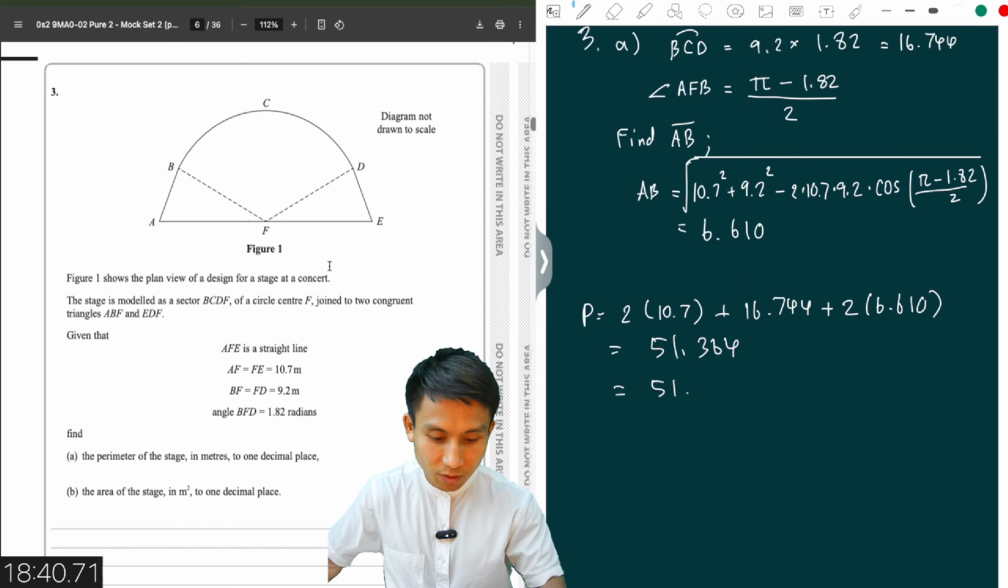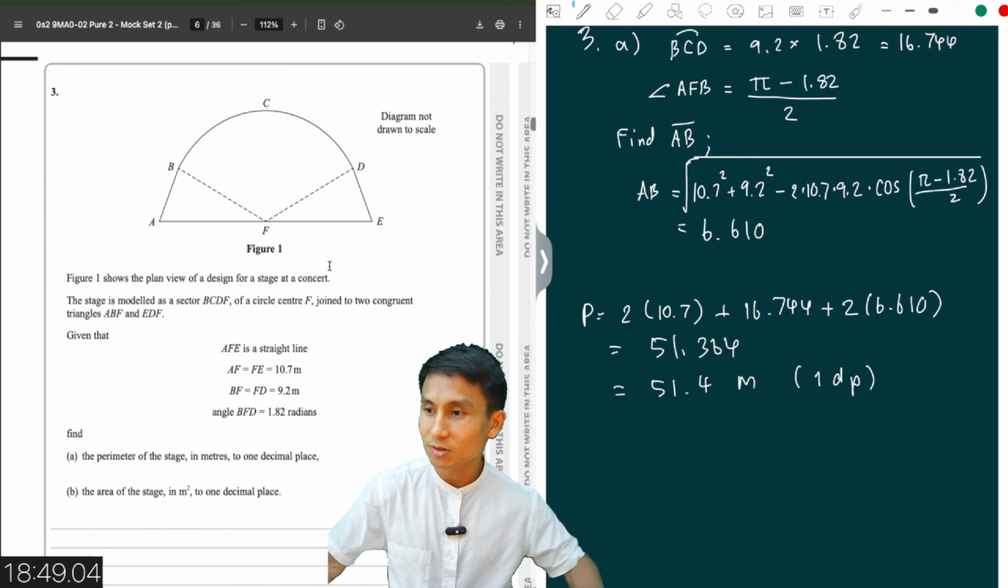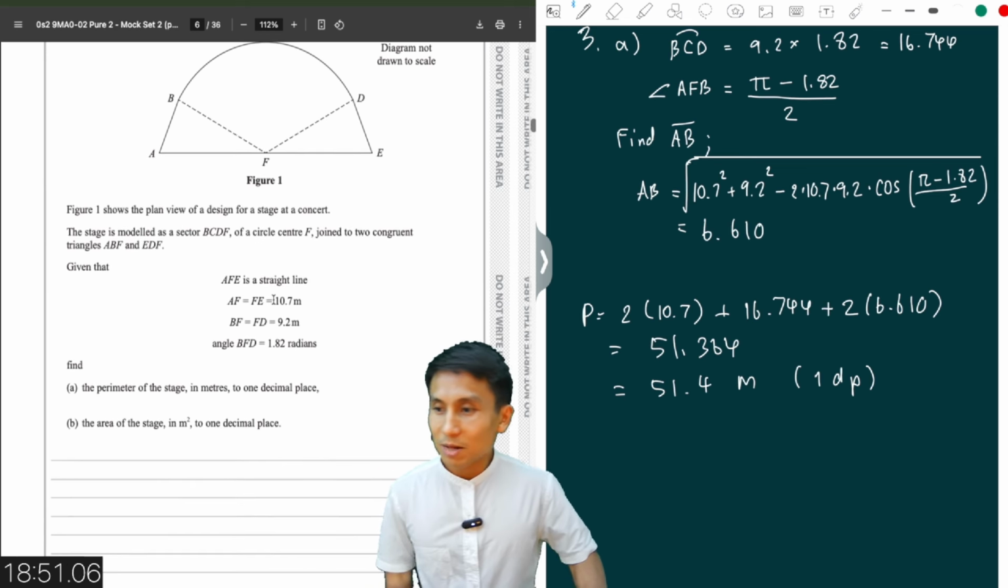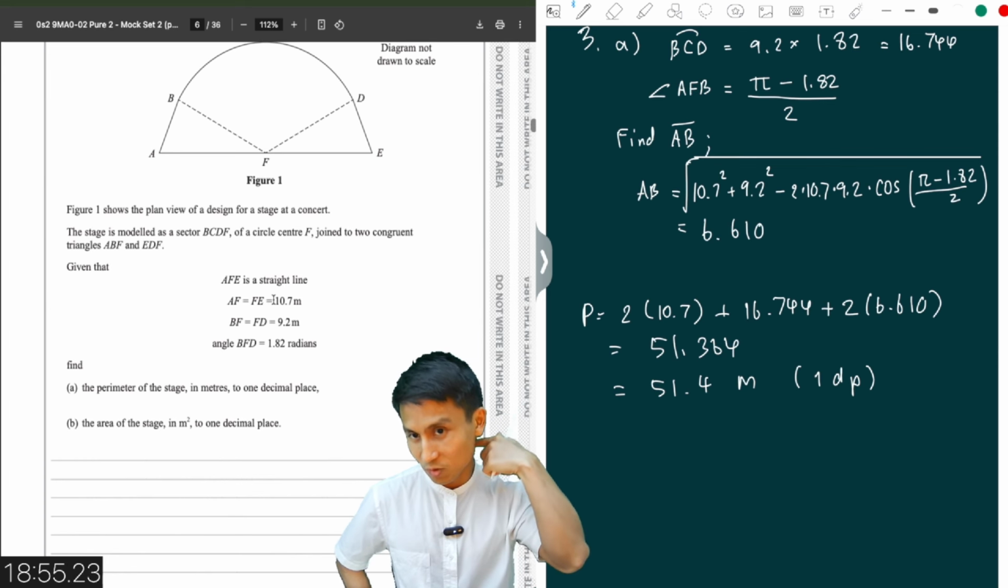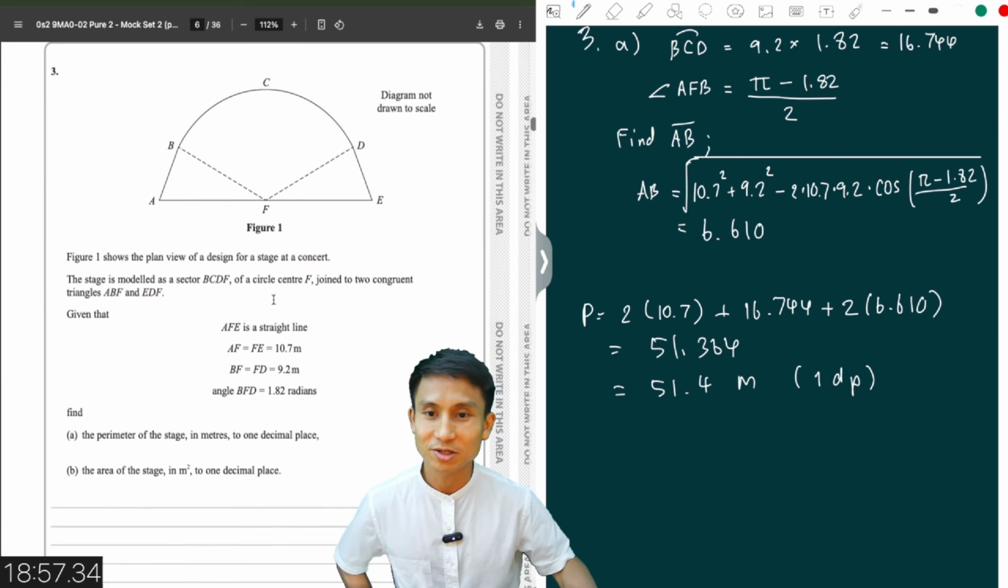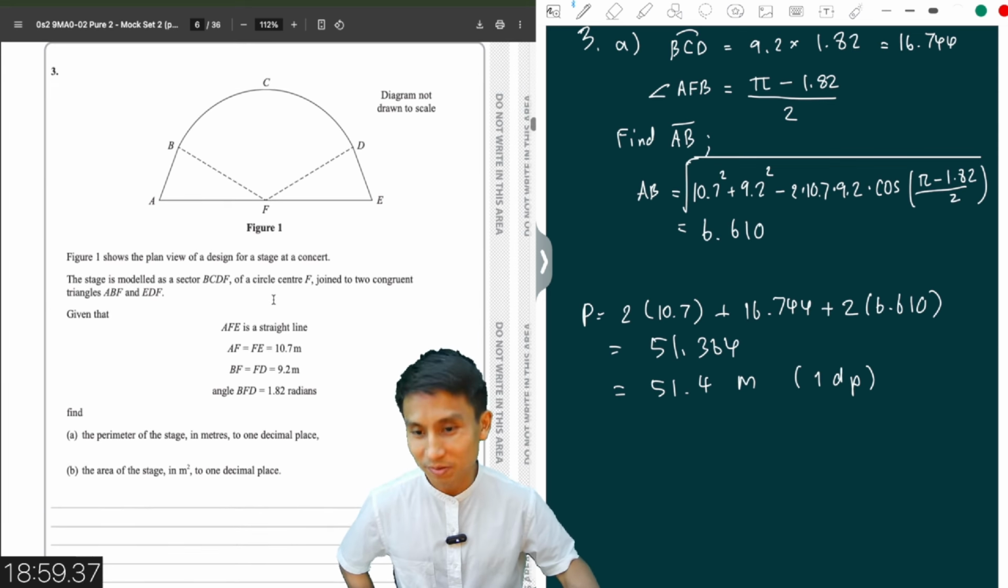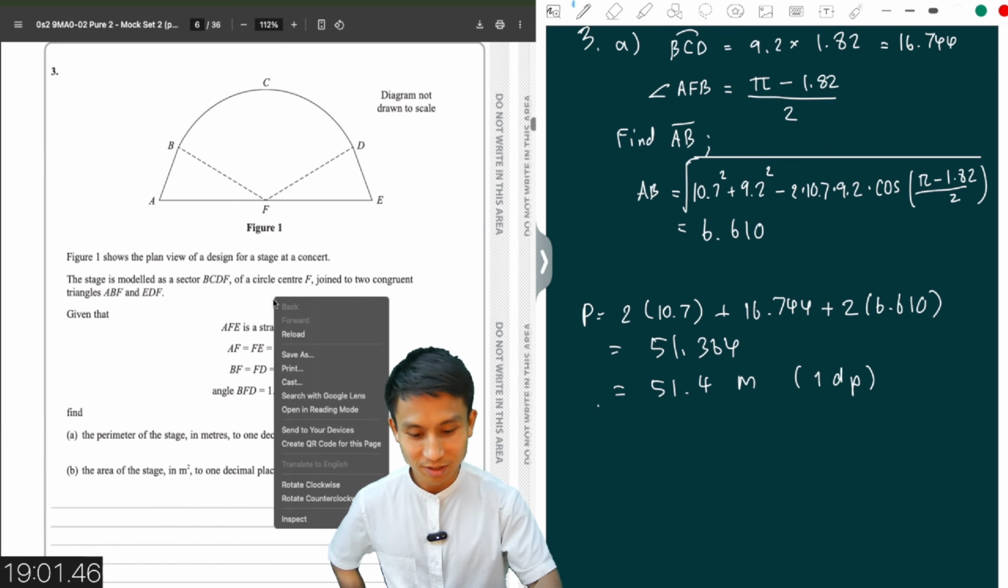That's just 51.4 meters, and this is just 1 dp. Okay, so that's part A. Part B, find the area of the stage in meters squared to 1 decimal place again. Okay, we find perimeter and area here for the whole question, right? So B.